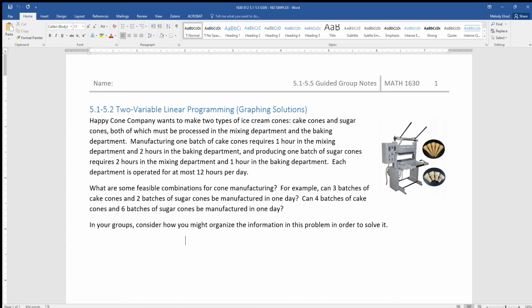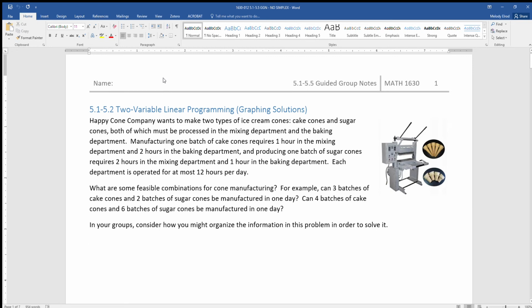So then the question becomes, what are some feasible combinations for cone manufacturing? For example, could we produce 3 batches of cake cones and 2 batches of sugar cones in a single day? Could we produce 4 batches of cake cones and 6 batches of sugar cones in a single day? So that kind of becomes our question, like what's possible, right?